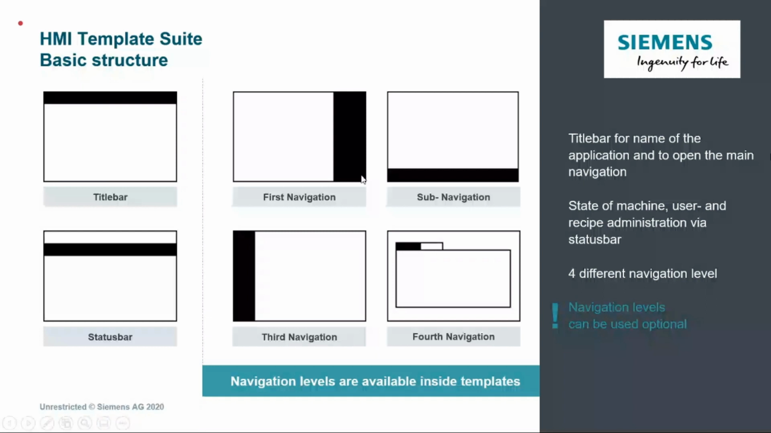Then we have the four navigation levels. The first navigation level comes from the right-hand side, like a sliding screen. Then we have the sub-navigation on the bottom side. And then we have a third navigation, if needed, coming from the left-hand side. And the fourth navigation is in the tabular view. So all of these navigations are available with the template suite templates.